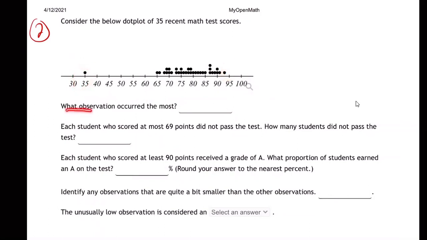What's their first question? What observation? Observation is just a fancy word for score. It's a fancy statistical word for score. What score occurred the most? Well, this is the one that occurred the most. It's the highest stack. What score is that? And it looks like 87, doesn't it? Because see how there's 4 dots. This would be right here is 87.